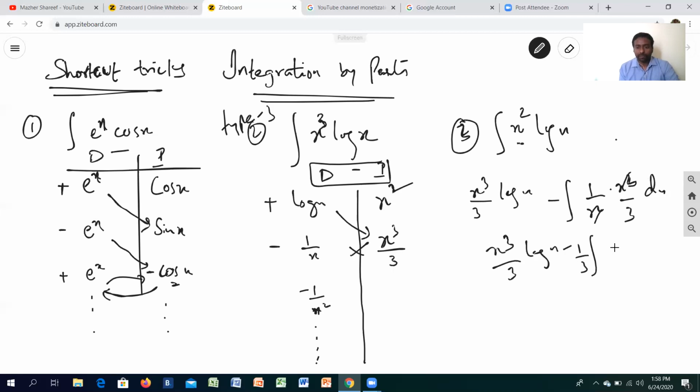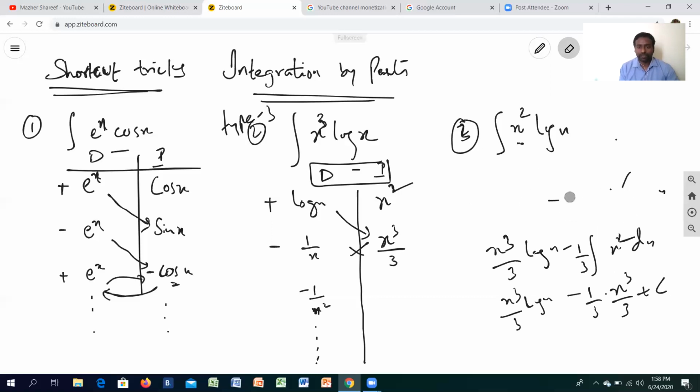So 1 by 3 can be pulled out. It is x square into dx. So upon further integrating it, I'll get x cube by 3 plus c. It means my solution is now x cube by 9 plus c. Isn't it very simple? Let's just work it out by increasing a power in x, and let's just check how to do it.